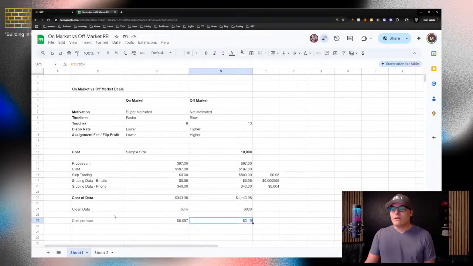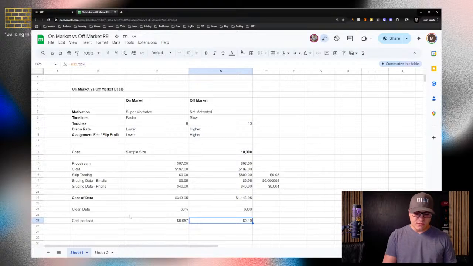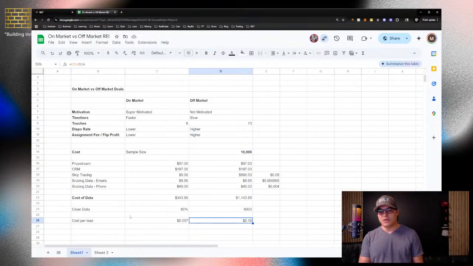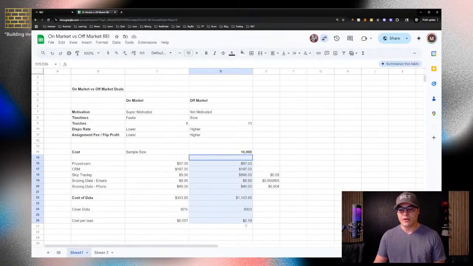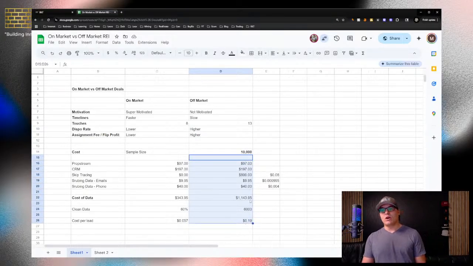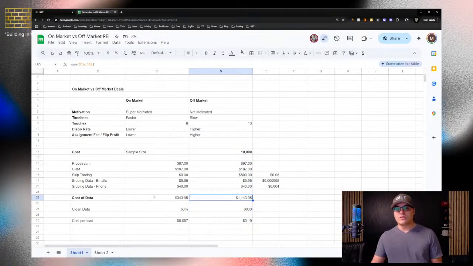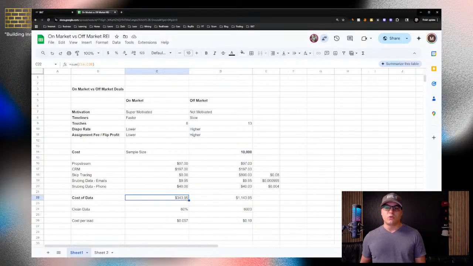But that's as far as cost per lead. Now, before we move on into other methods and other acquisition strategies, just by looking at this data right here, if you're a beginner and you're first getting into real estate, and you're on a budget, do we really think we're going to be going towards the off-market range? Just by looking at cost of data here, would it be wise to go towards on-market or off-market?